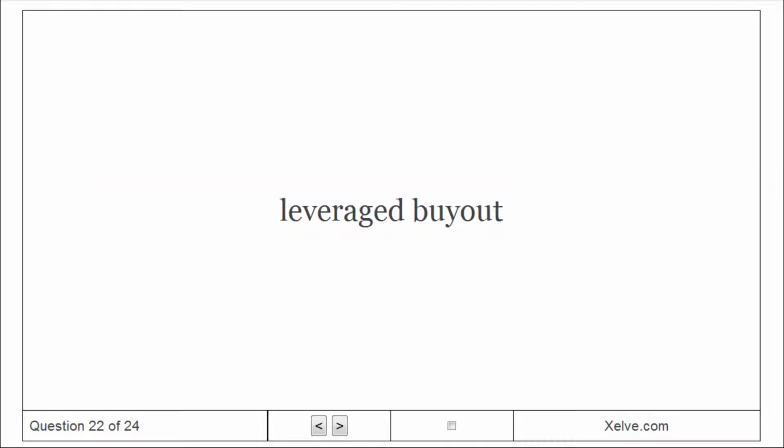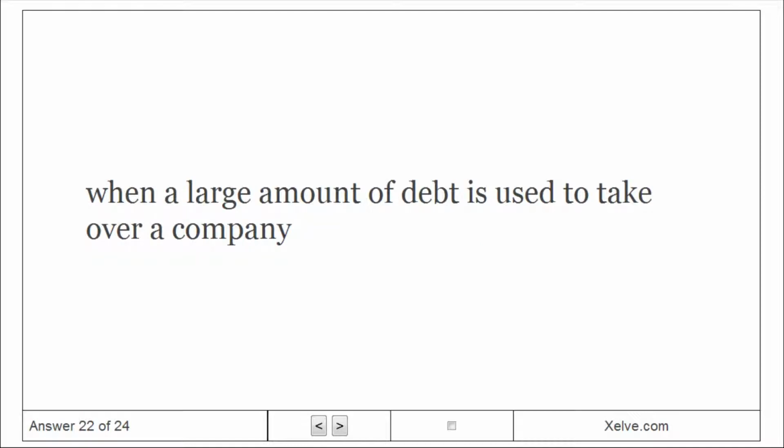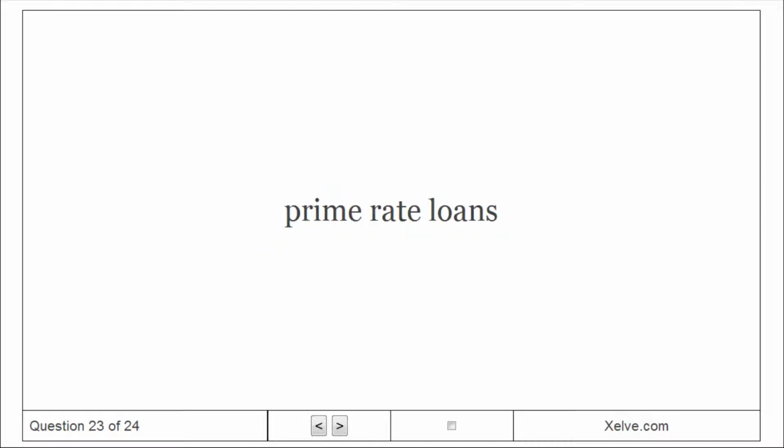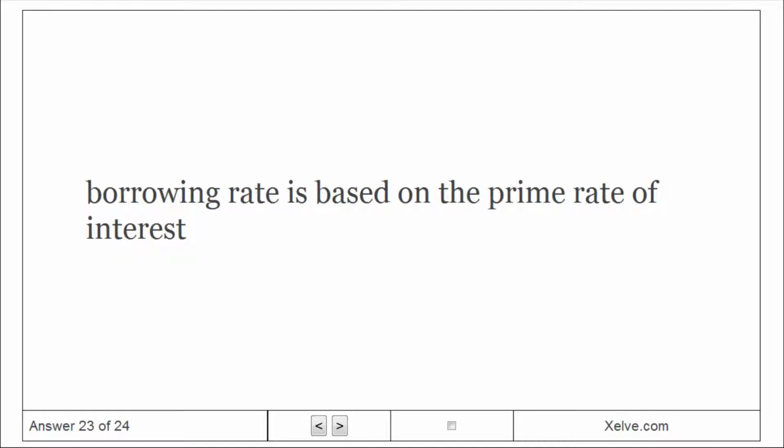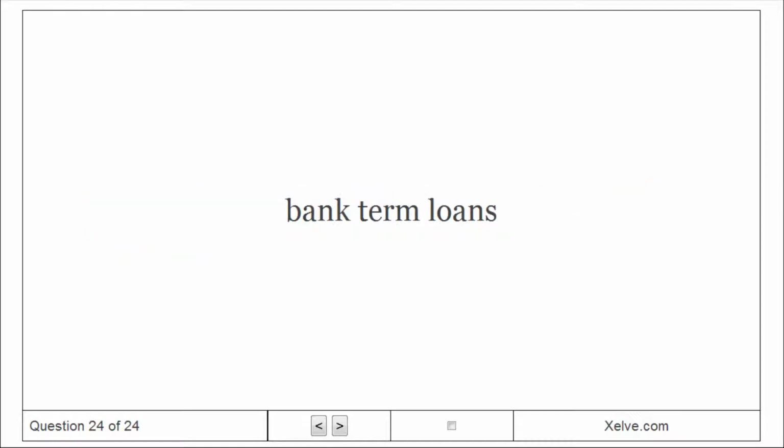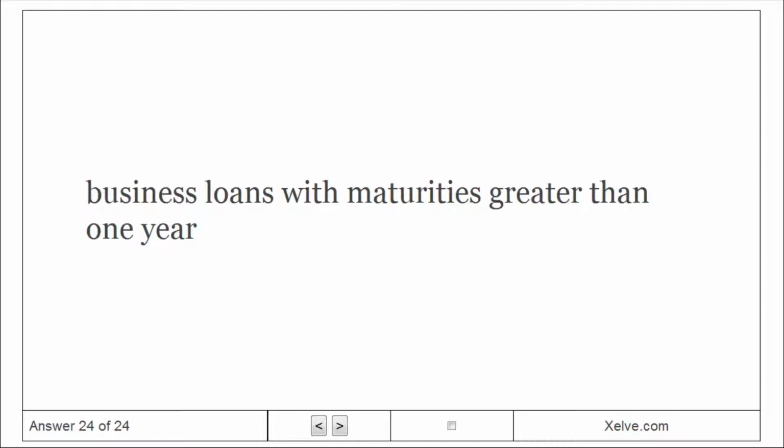Leveraged buyout: when a large amount of debt is used to take over a company. Prime rate loans: the borrowing rate is based on the prime rate of interest. Bank term loans: business loans with maturities greater than 1 year.